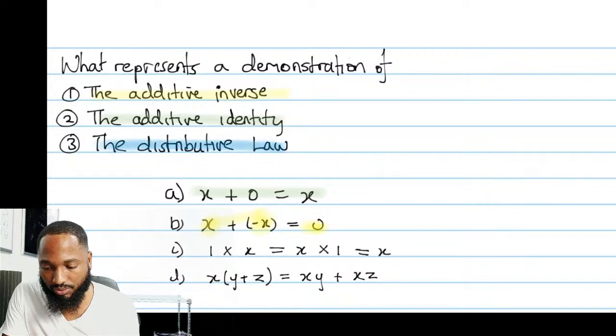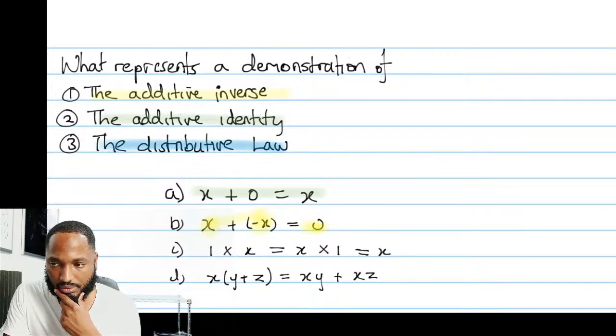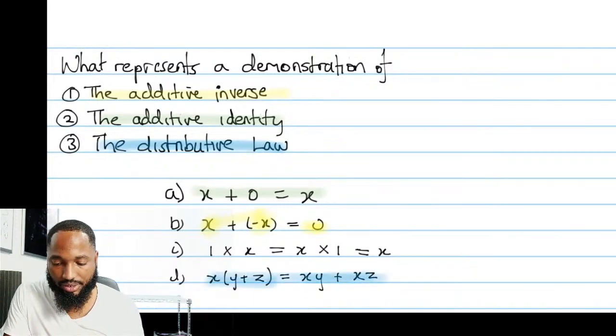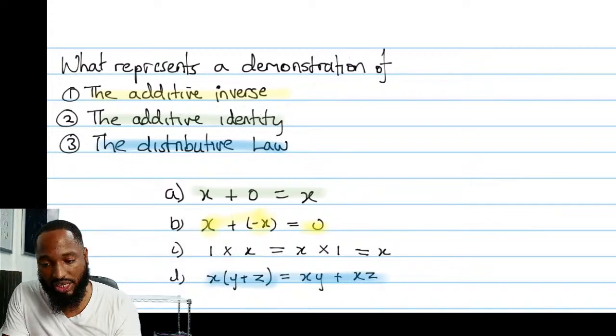So blue, the distributive law, has the bus open a bracket. Alright. Tell me in the chat if you all understand that.